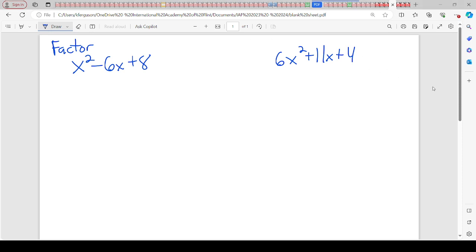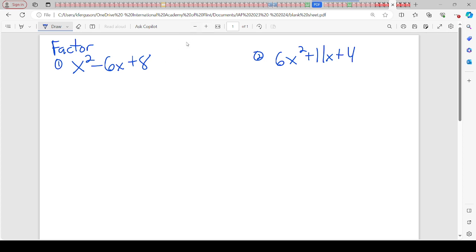Okay, so from the top, factor. That is the first thing we got. And what does factor mean? Well, things are made up of factors. Things that you multiply to get things.